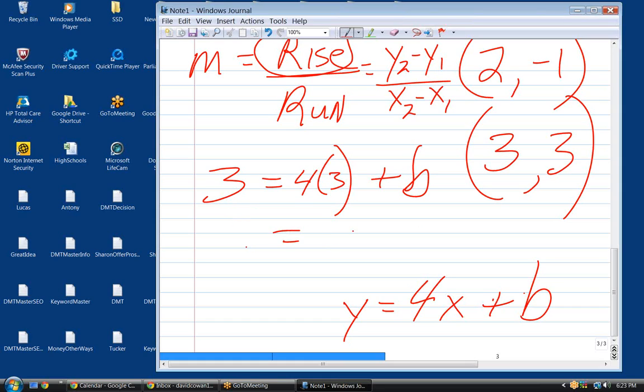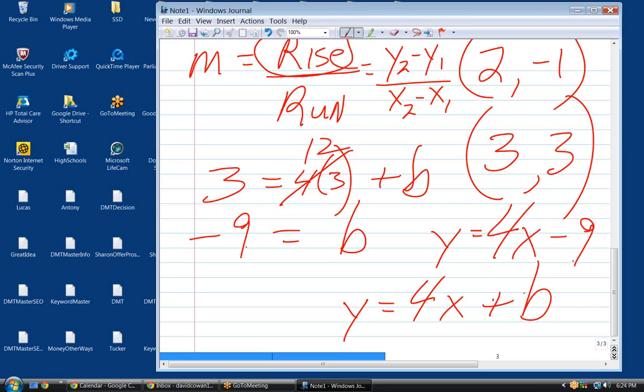Simplify that. So 4 times 3 is 12. And then it's not 12 minus 3, it's 3 minus 12, which is negative 9. Whenever you subtract a bigger number from a smaller number, you're always going to get a negative. So what's our final equation? We're going to have y equals 4x plus negative 9, or 4x minus 9. I'll keep reminding you every time you do it.